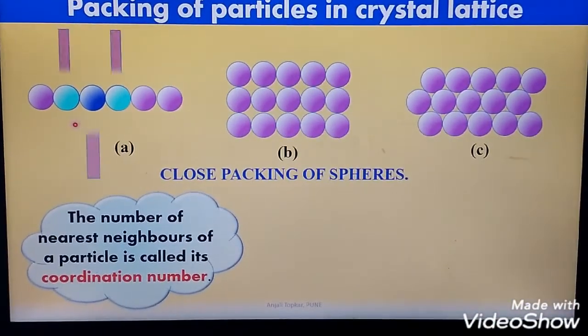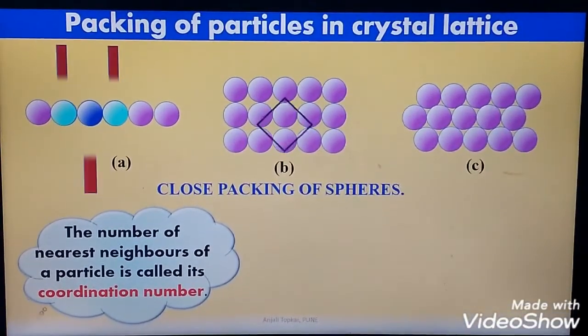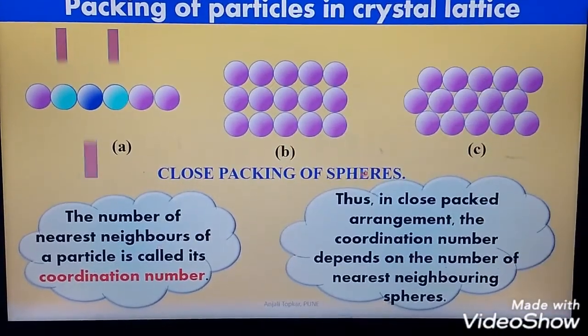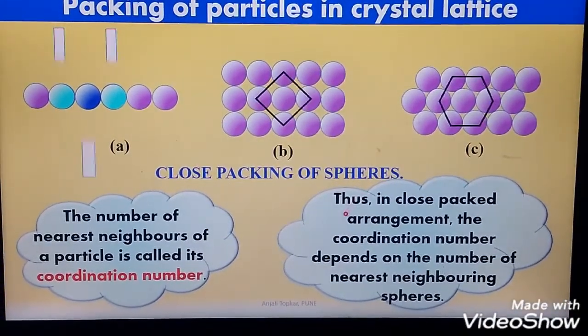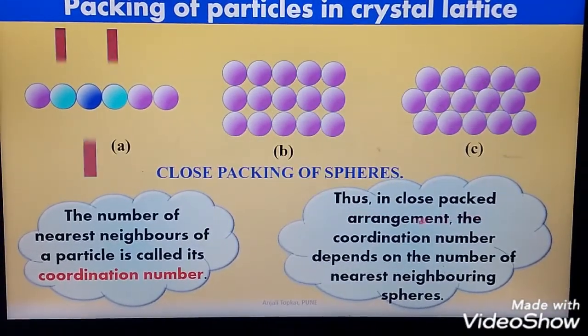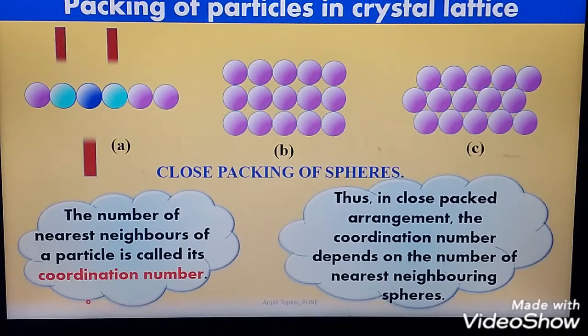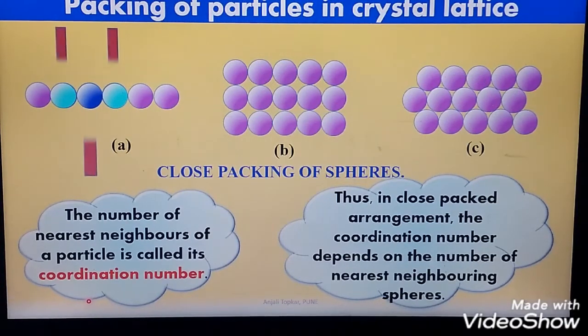Here the coordination number is different. In this figure, the coordination number is different, whereas in this close packing of spheres, the coordination number is different. Thus, in close packed arrangement, the coordination number depends on the number of nearest neighboring spheres. We are going to study this packing in detail in further slides.